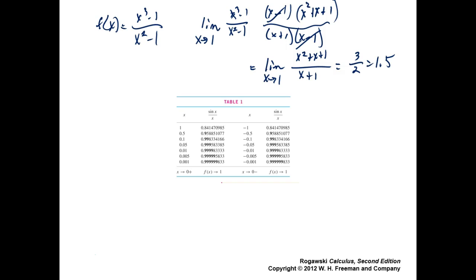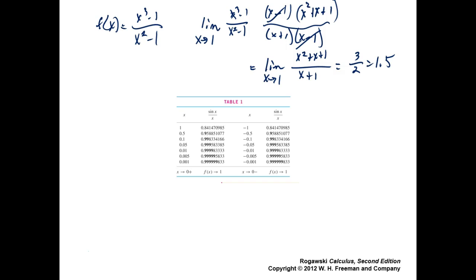Let me see. Let me read what 23 is. In exercises 17 through 38, estimate the limit numerically or state that the limit doesn't exist. If infinite, state whether the one-sided limits are positive infinity or negative infinity.